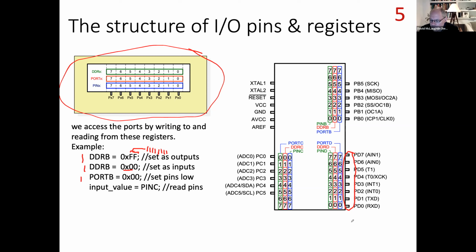Okay, so Benjamin asked a great question. How do we only set 1 or 2 pins high instead of setting them all? We're going to get to that. We have to introduce bit level manipulation, or what some people call bit twiddling.